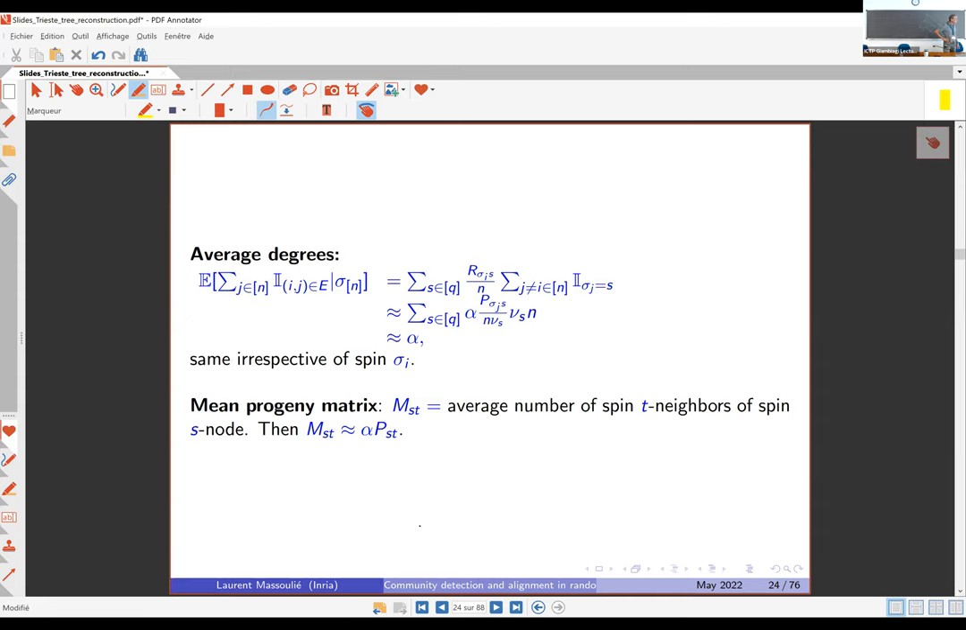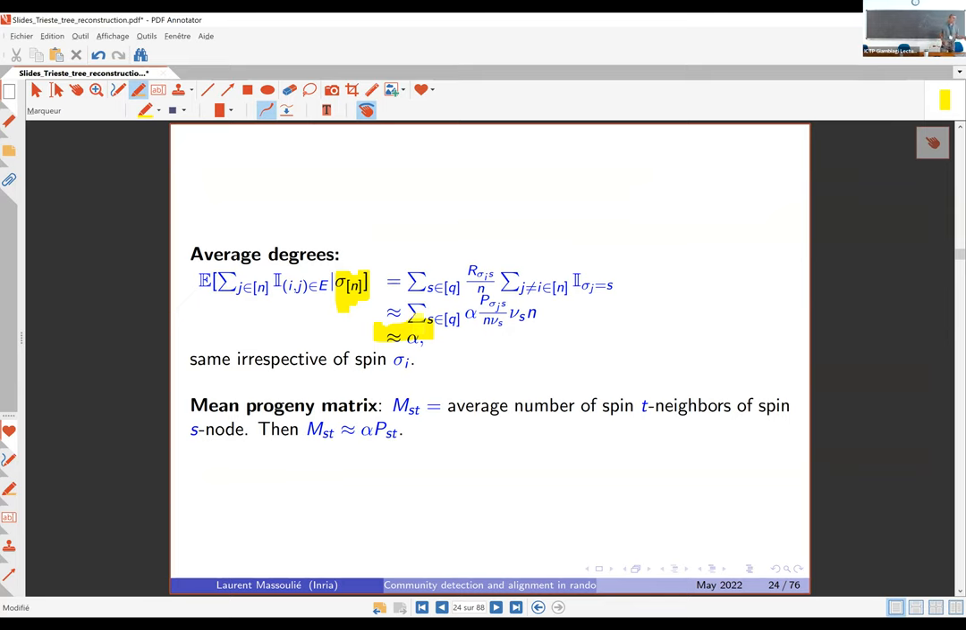If I look at the average degrees of nodes conditional on their spin, so here I'm conditioning on the spins of everyone in the graph, sigma underscore bracket n is the vector of spins. So conditionally on the spins of everyone, what is the degree of node i? Well, you can just distinguish according to the spins of the other nodes. So you have roughly nu s times n nodes with spin s. The probability that you connect node i with such a node is alpha p sigma i s divided by n times nu s, by definition of my model. It's all on purpose that I parameterized it that way. And so in the end, I get something that is approximately alpha.